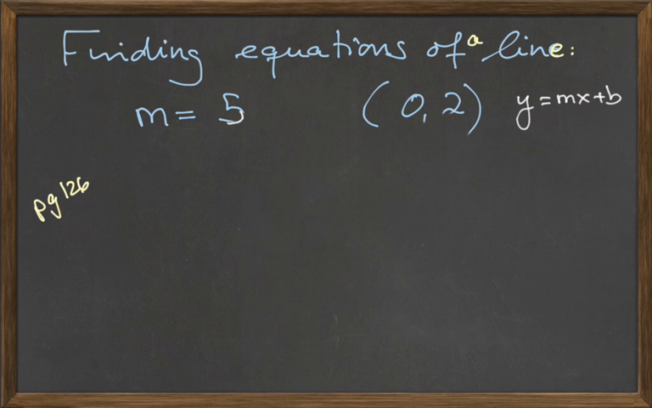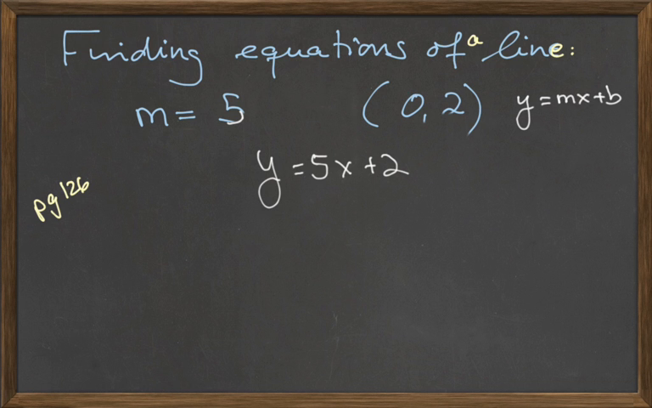Well, m is given, right? What else is given? And the b. So, did you want to give me the equation of the line? y = 5x + 2. You got it. Again, there's no math to be done here.